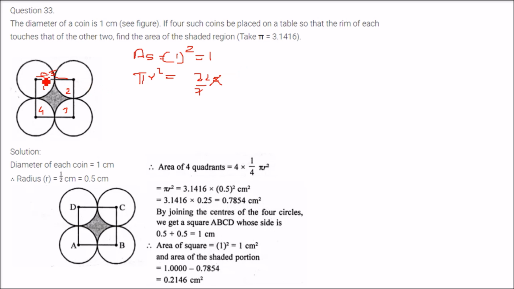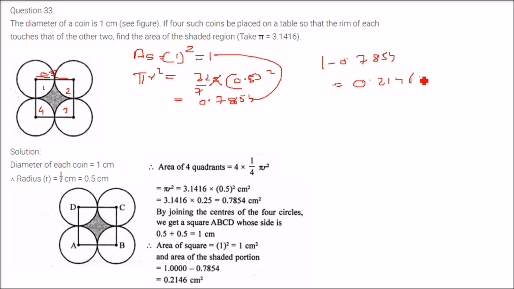And r square, what is r? See, 0.5 is there. So 0.5 into 0.5, whole square. So what do you get? You get 0.7854 centimeter square. So in order to find out the middle area, you have to subtract this from this. So 1 minus 0.7854, this is going to come as 0.2146 centimeters square.